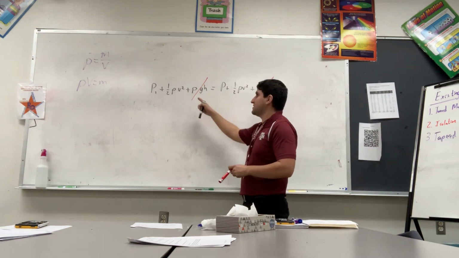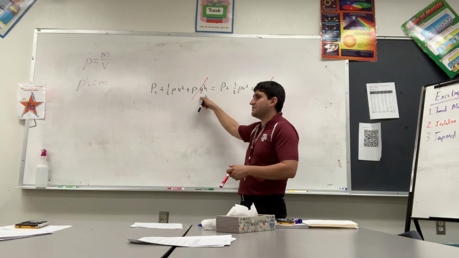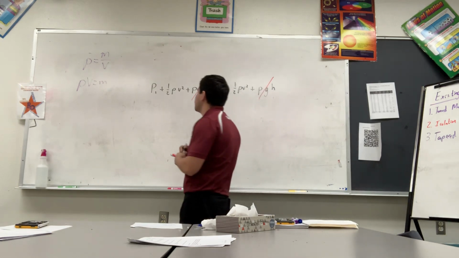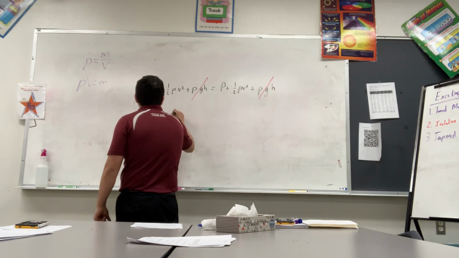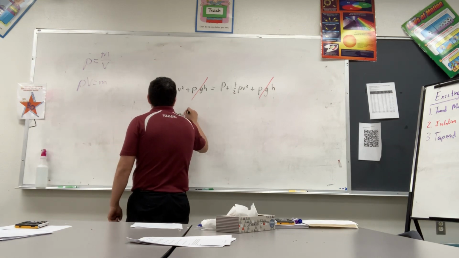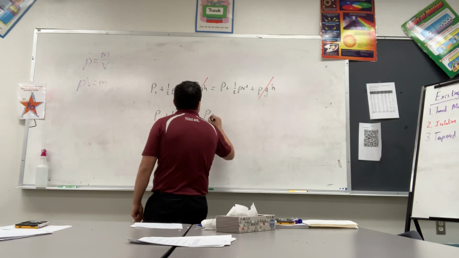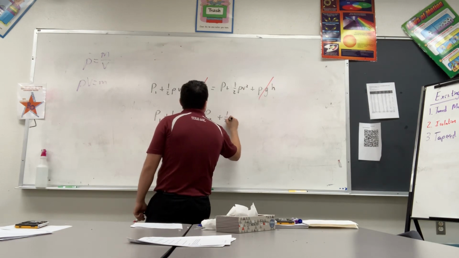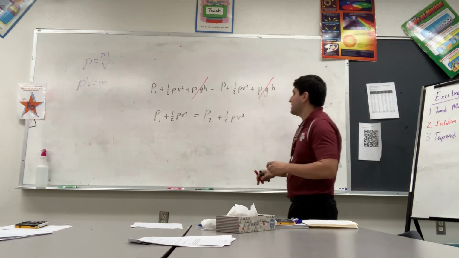I can cancel this whole part. I just wanted to mention, that is pressure, look. Density, gravity, height. That's another. So that's why when that changes, something else is gonna change. So we ended up getting P1 plus 1/2 density velocity squared equals P2 plus 1/2 density velocity squared.